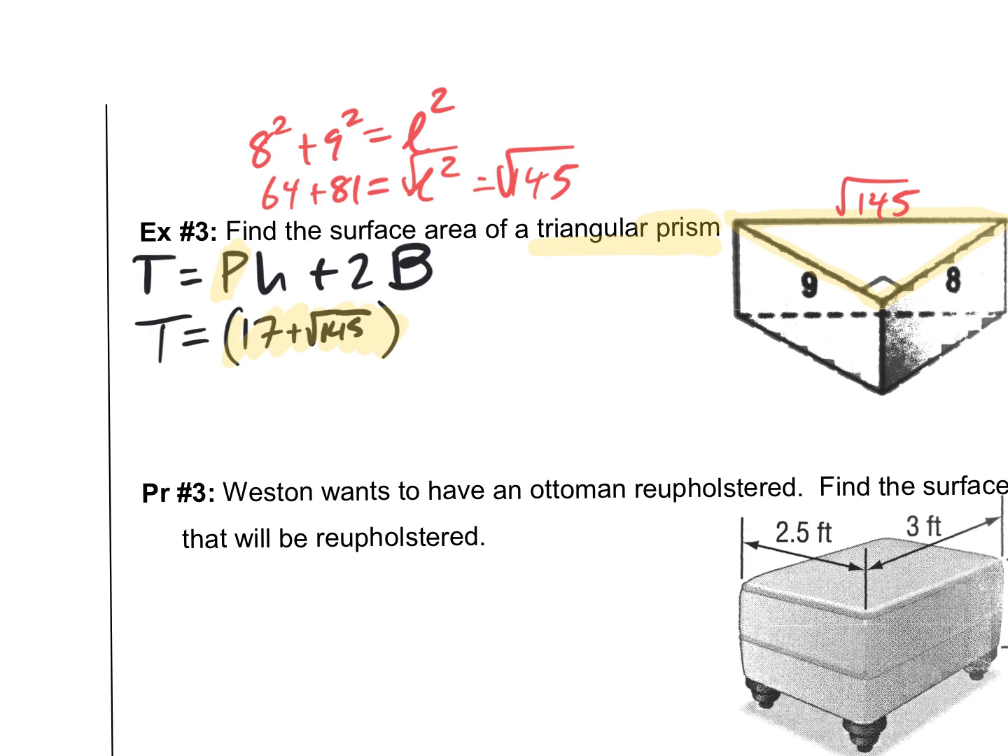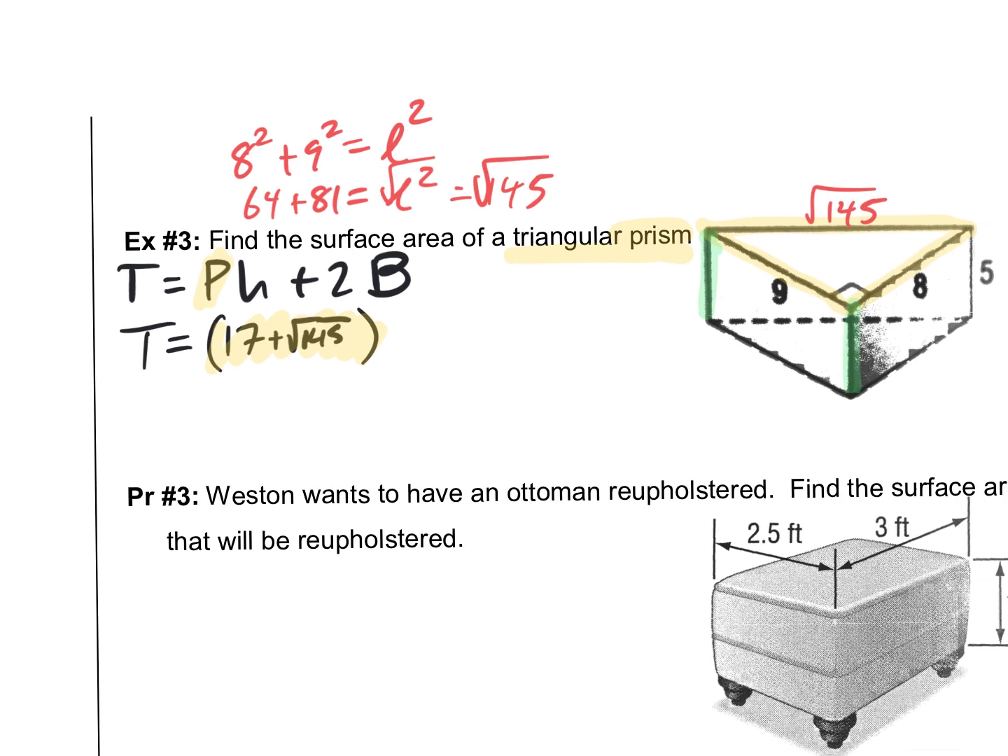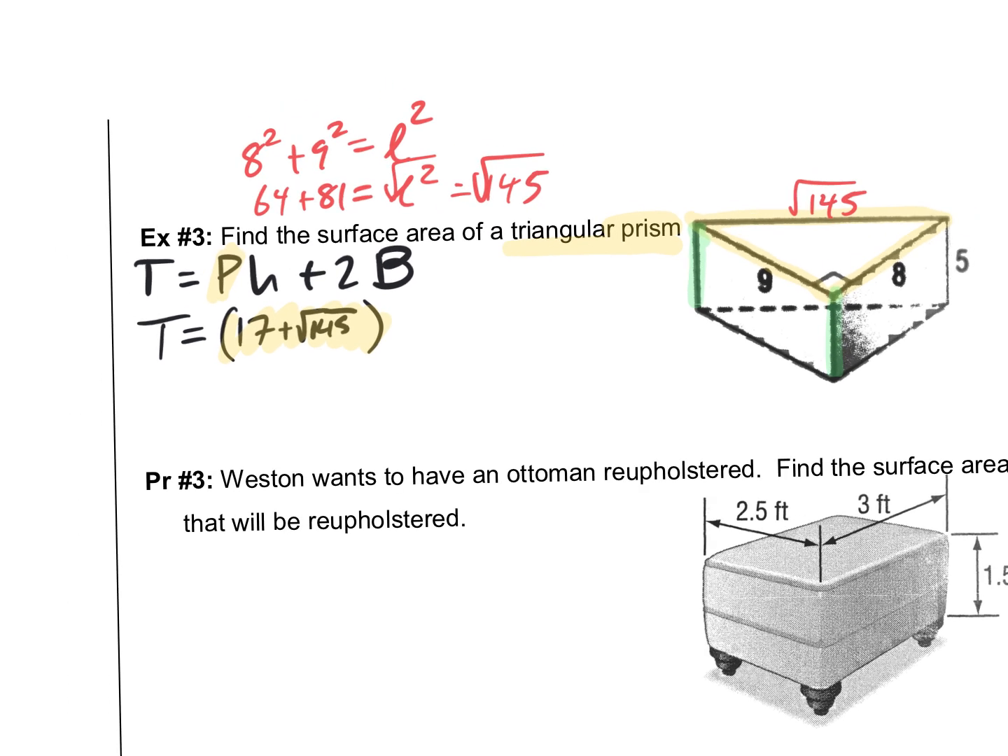Okay, next I need the height, and the height is this distance here, or this distance here, or this distance. They already told us over here it's 5. So I'm going to go ahead and just say, okay, I know the height is 5. Plus 2 times the area of the base. All right, well, this is a triangle. So to get the area of the base, I need the triangle formula.